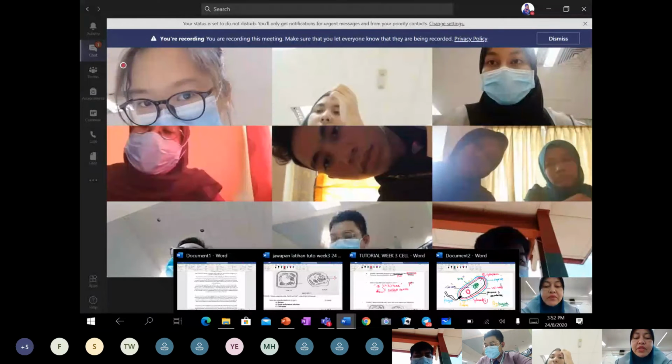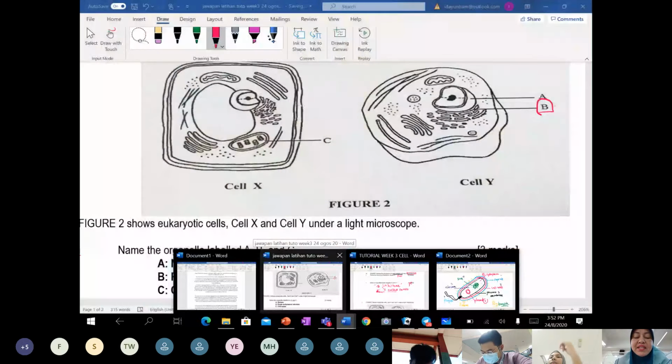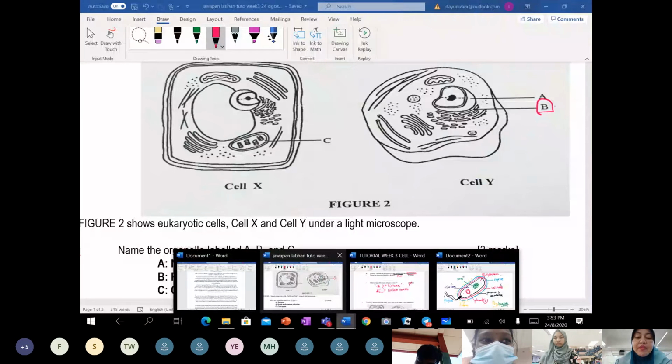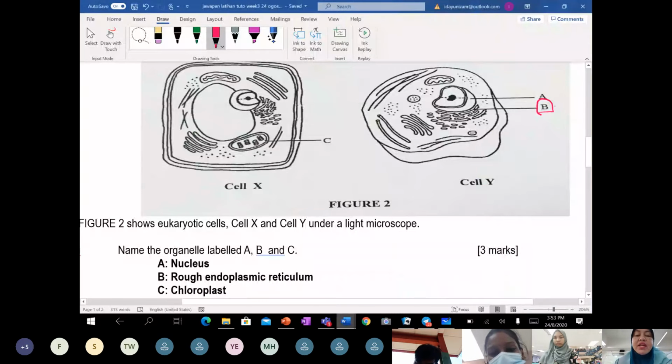Okay, which one is a plant cell? Cell X. Okay, cell X. Yes, good. Absolutely, you are correct. Okay, give the reason why you identify cell X as a plant cell. It has a cell wall around it. Yes, okay, cell wall. What else?